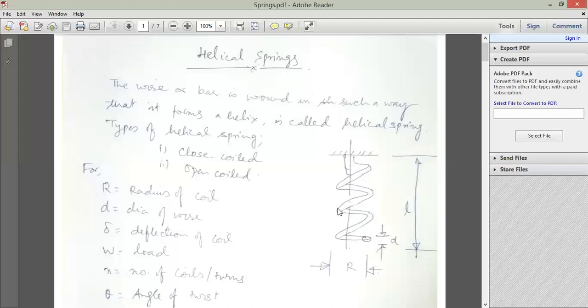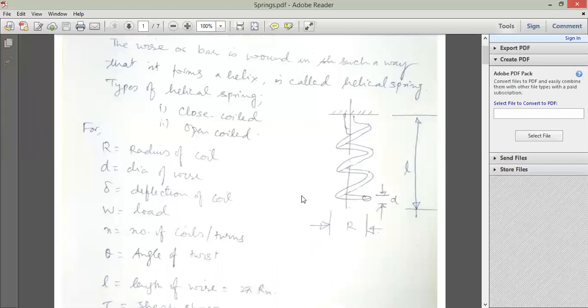This is the terminology that is used. Capital R is the radius of the coil, and this is the outer dia of the coil. Small d is the dia of the wire that is used for making the helical spring. Delta is the deflection of the coil, and W is the load that is being applied. N is the number of coils or turns. In this spring we are looking at 1, 2, 3, 4 turns. Theta is the angle of twist, that is, how much the spring twists upon application of load.